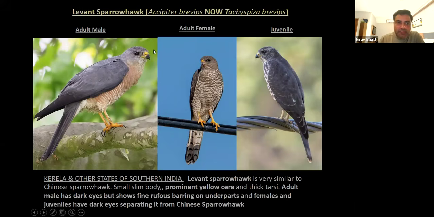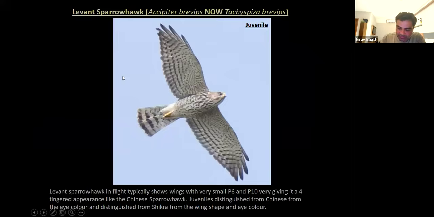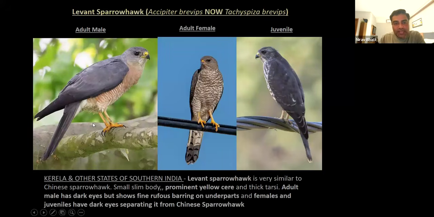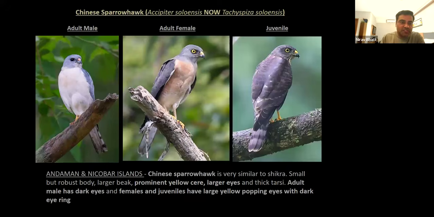So what are important pointers of Levant Sparrowhawk here is, let's see, it's very similar to Chinese Sparrowhawk overall. Okay, it is small, slim body, prominent yellow cere like the Chinese Sparrowhawk that we saw. Okay, and thick tarsi similar to Shikra and Chinese Sparrowhawk. Okay, but adult male has dark eyes and rufous barrings.